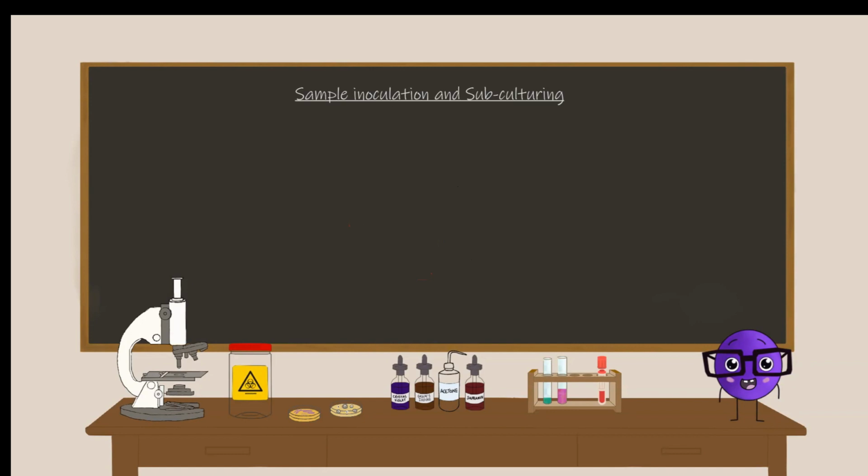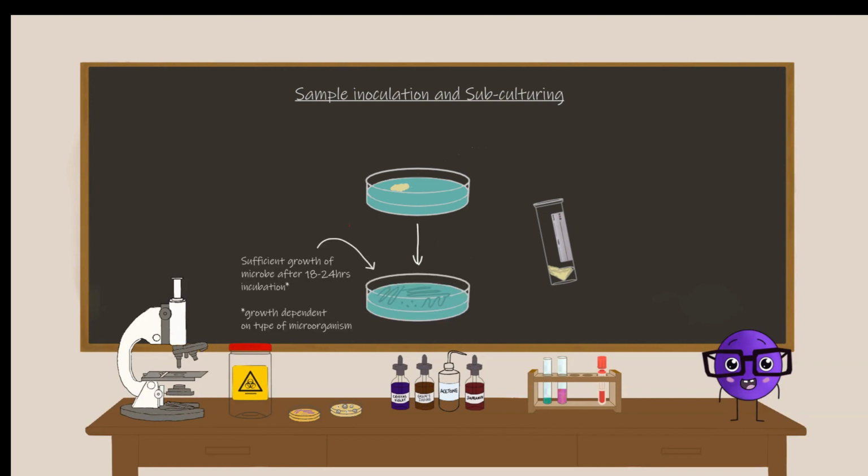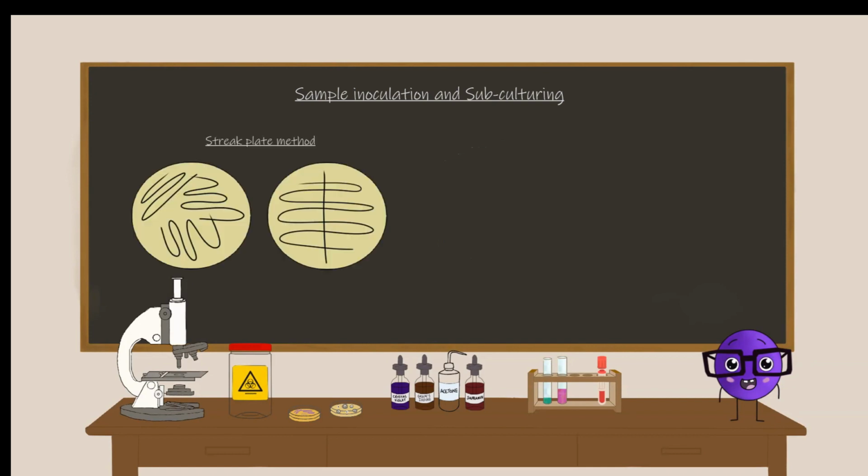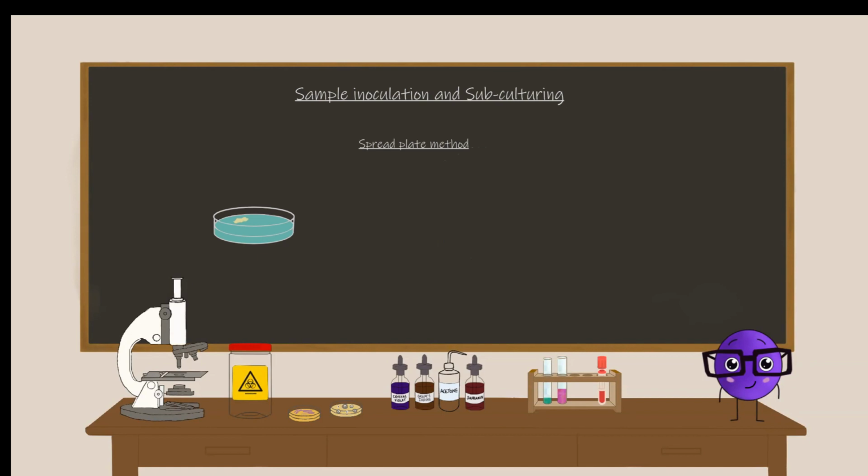Sample inoculation and subculturing. Inoculation is the process in which a sample is introduced onto liquid or solid culture media to initiate growth of microorganisms. This medium provides the microbes with the nutrients they need to multiply and thrive. Techniques include streak plate method, pour plate method, and spread plate method. We choose the specific technique depending on the experiment and desired outcome.